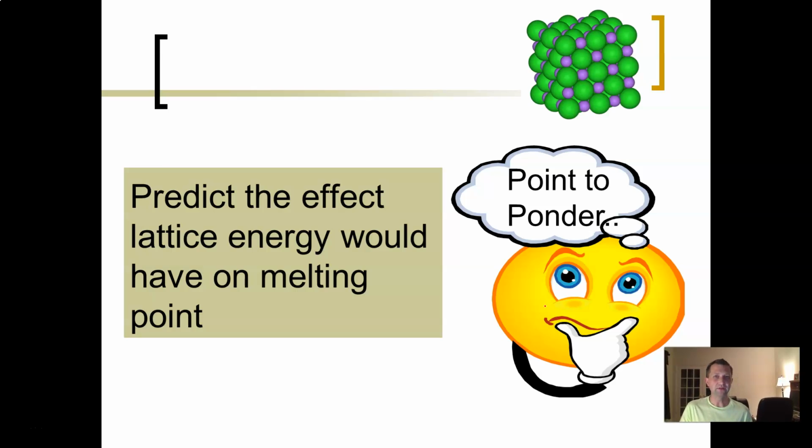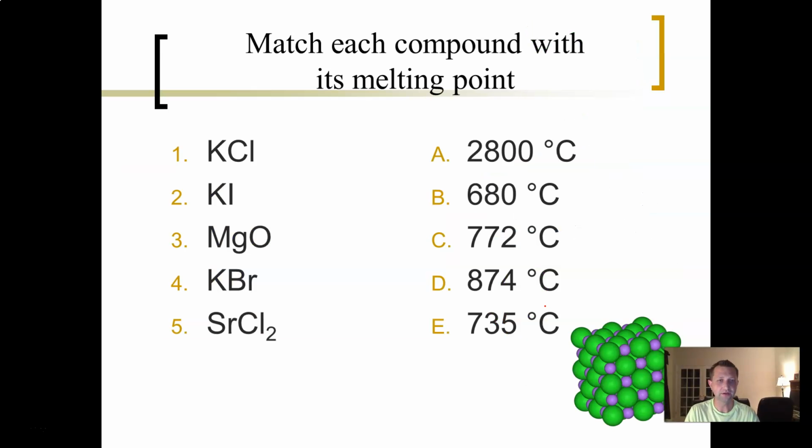So if you have something with a lower lattice energy, the attraction isn't as strong, then it's going to take less energy to melt that. So here you go. You have 5 compounds here. Match each one with the melting point. So what you want to do is look at all 5 of these and figure out which one has the highest lattice energy. Go from highest to lowest there. Then compare melting points and kind of match them up. Okay? So take a second and do that. Pause the video and then see if you got it right.